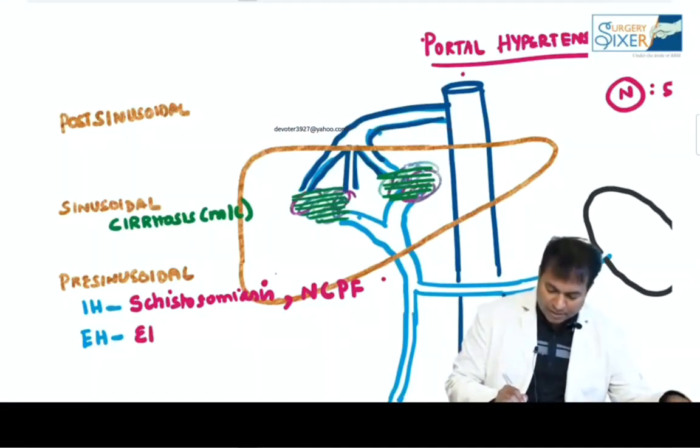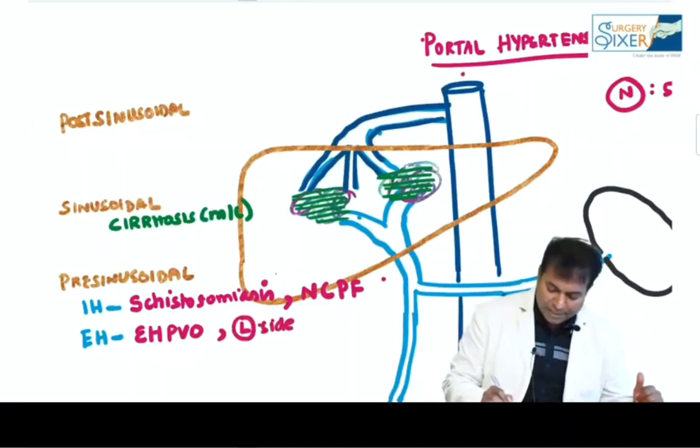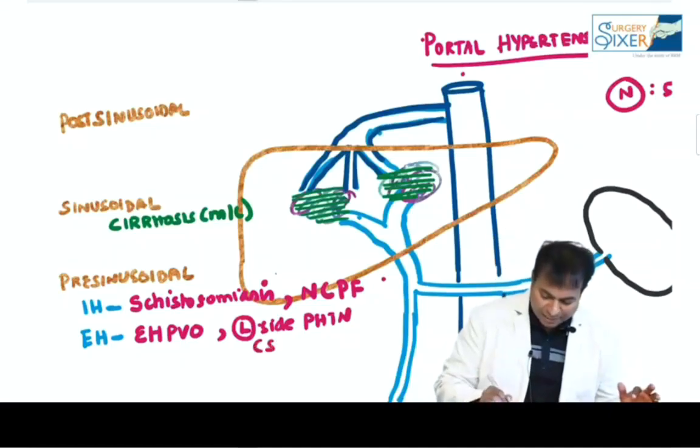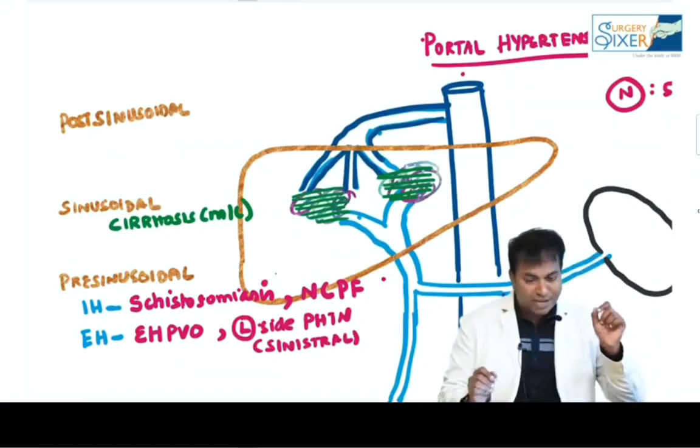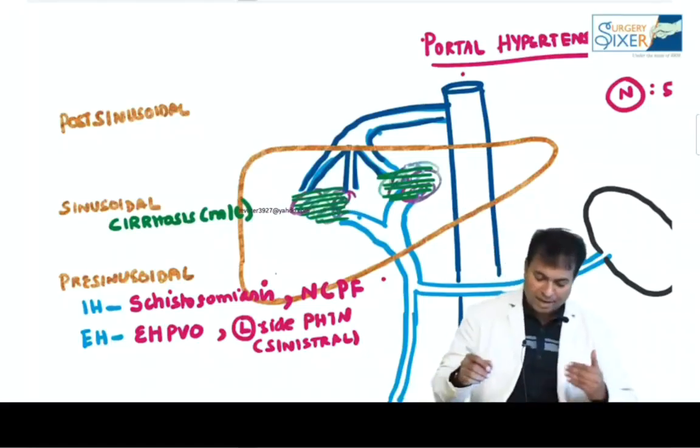Extrahepatic causes: extrahepatic portal vein obstruction is one extrahepatic cause. Another cause is left-sided portal hypertension. I'm going to discuss everything in detail later. I'm just giving the classification. Left-sided portal hypertension is also known as sinistral hypertension. Sinister means left-hander, a person who uses his left hand. So sinistral is left-sided portal hypertension. Then EHPVO, or extrahepatic.